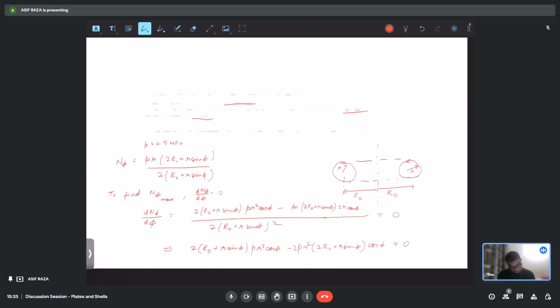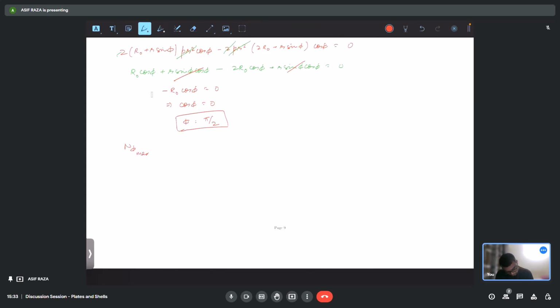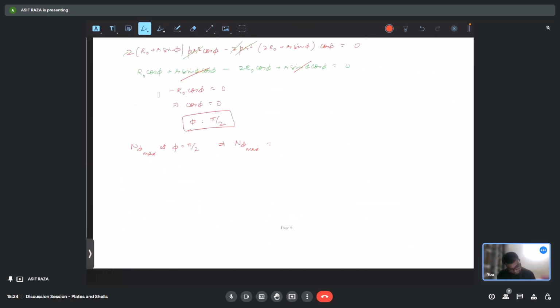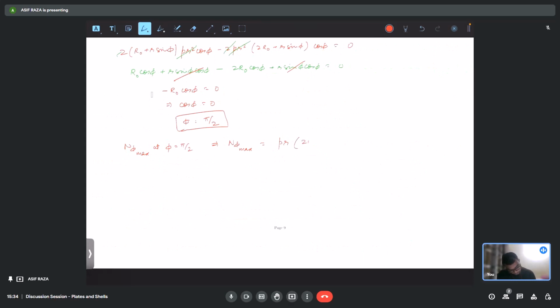Correct? So this is phi max, which would be at phi equal to pi by 2, and that is p r² over (2 r0 plus r), with r0 plus r.